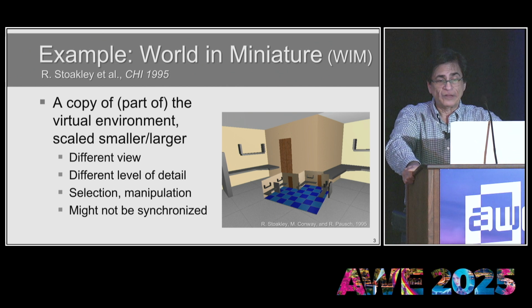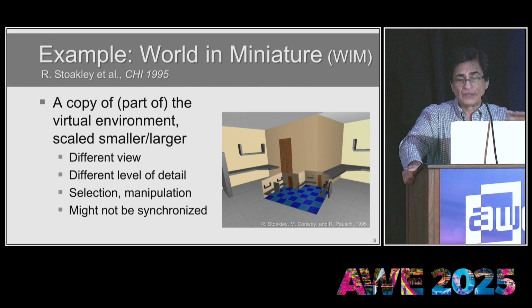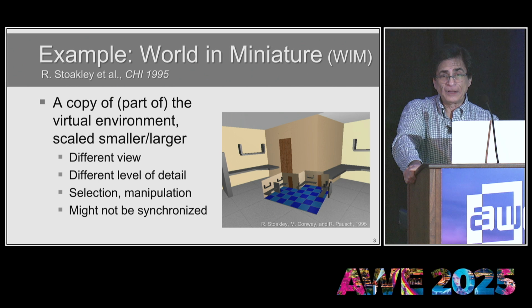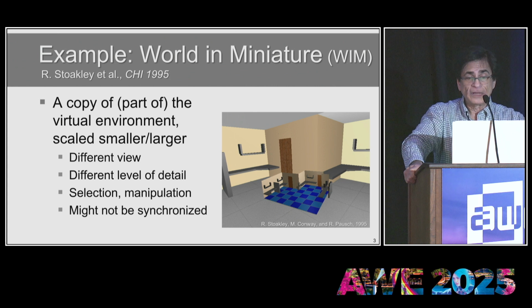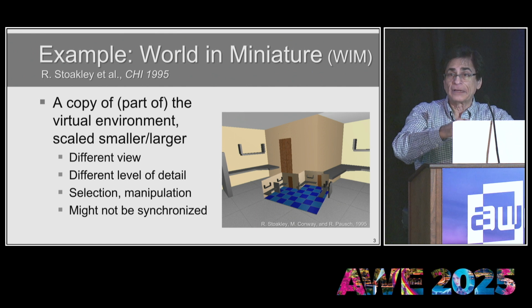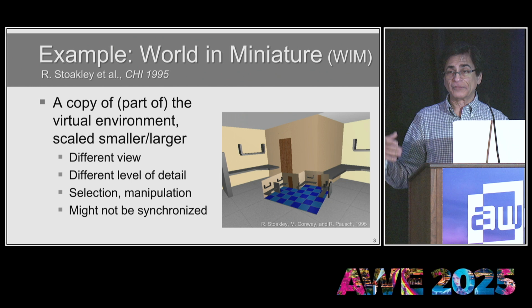In this case, you're seeing a world in miniature in the center of this simple 30-year-old view from Stoakley's work of the lab in which they were working. The world in miniature is in the center. It can actually be held in one of the user's hands, brought closer to be able to see it better, further away, twisted around, for example, to see different aspects of the world. It might have different levels of detail. It can be used to select things and manipulate things. So you can select and manipulate in that world in miniature or in the full-scale world.